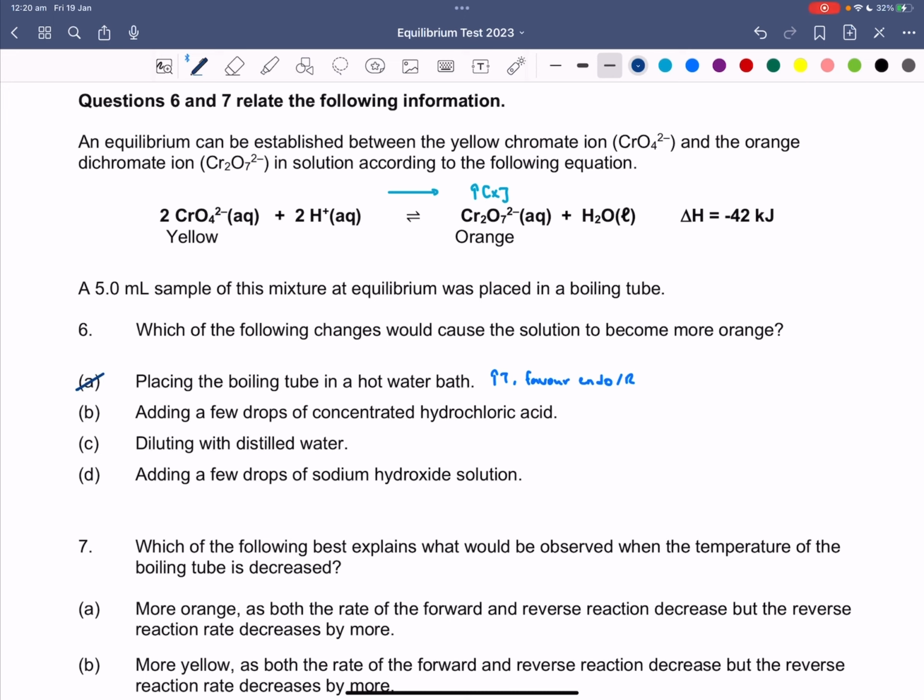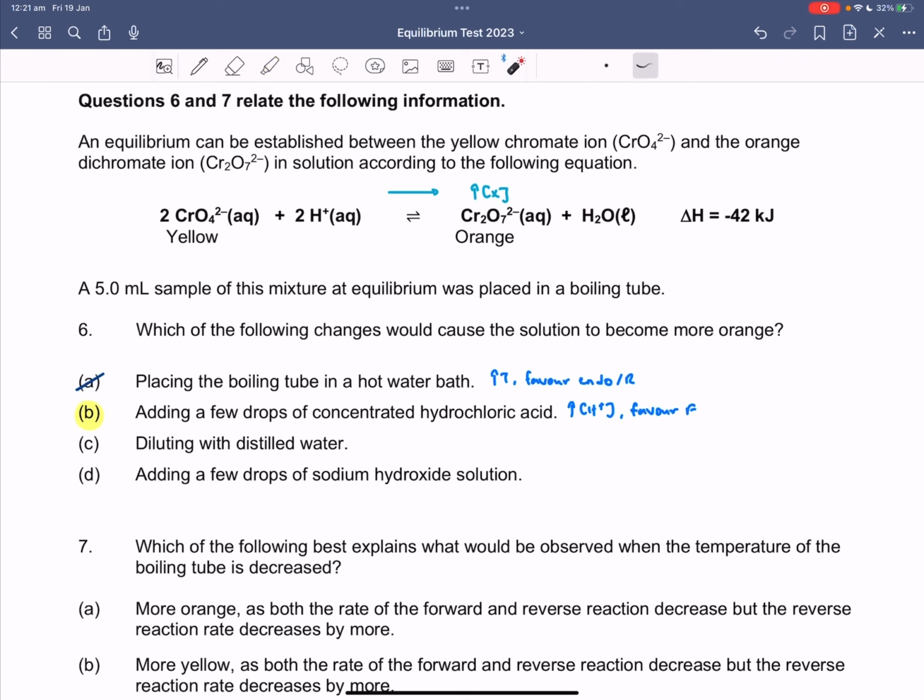Adding a few drops of concentrated hydrochloric acid. Now, which of these relates to hydrochloric acid? Obviously, the H plus does. So this basically means that they're increasing the concentration of H plus. If you increase the concentration of H plus, as per LCP, to try and decrease the concentration of H plus, we're going to consume it by favoring the forward reaction. That's a winner, because if you favor the forward reaction, you're going to get an increase in the concentration of Cr2O72-, causing it to become more orange.